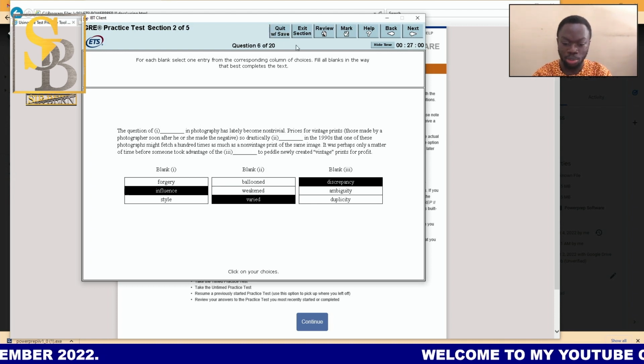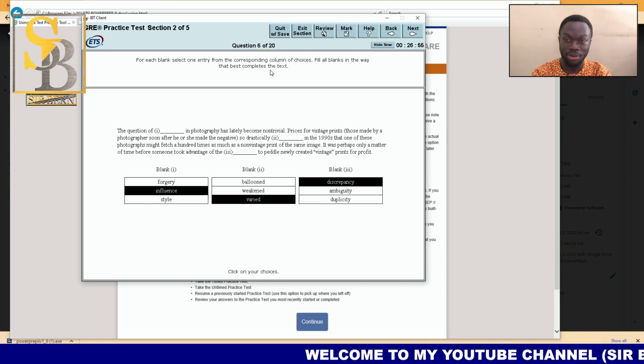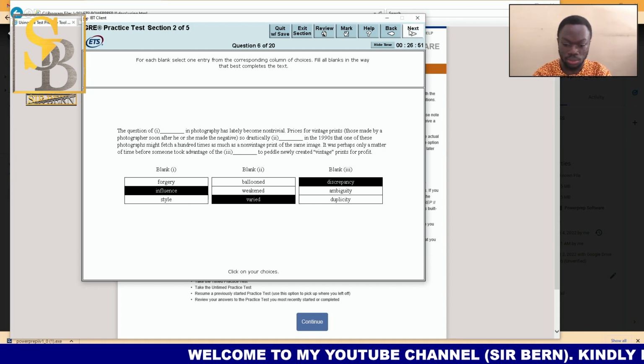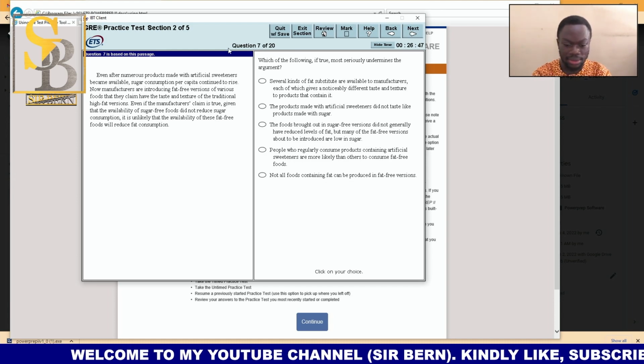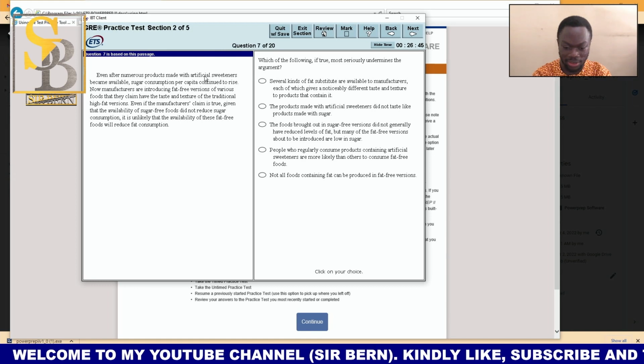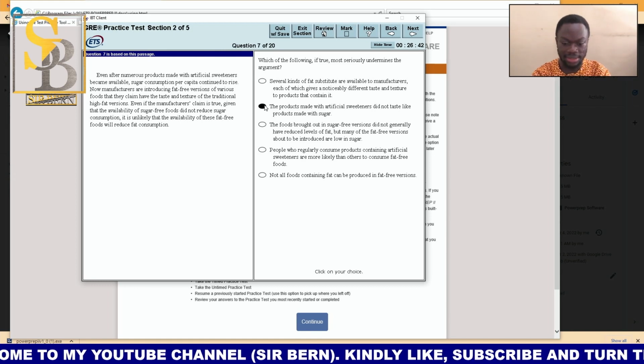But this is to help you. The mark is to help you know specific ones so that later when you are reviewing, you can see which one is easier to come back to. So next. So this is a passage. After reading it for question 7, you think it is this answer, you select that one.